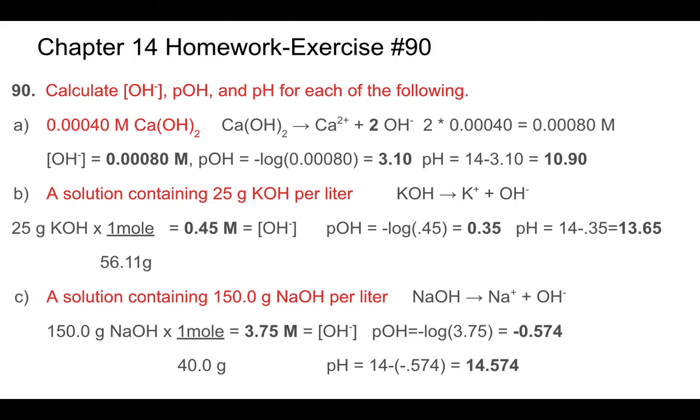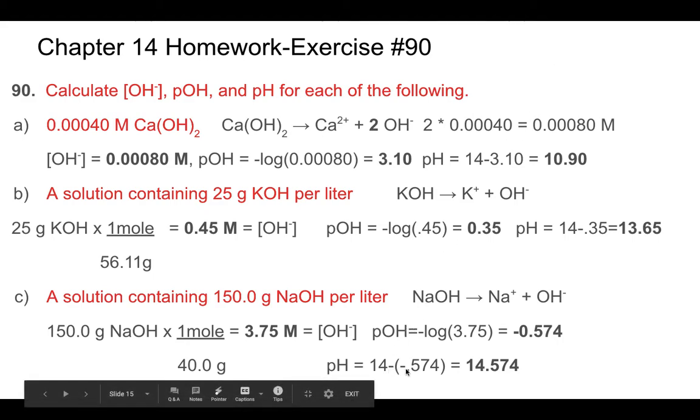So 150 grams is 3.75 moles per liter. So the OH minus is 3.75 because NaOH is a single base. So your pOH is the negative log of that, which is negative. Yes, pOHs can be negative, negative 0.574. And the pH is 14 minus negative 0.574, 14.574. Yes, pHs can be above 14.